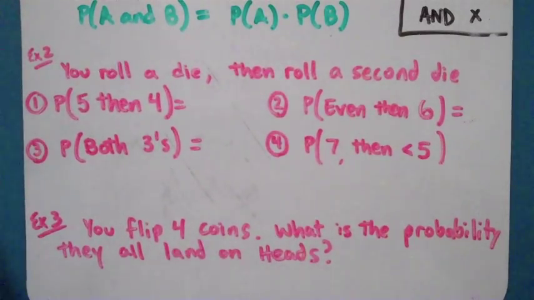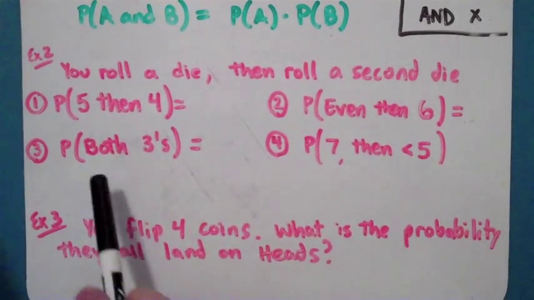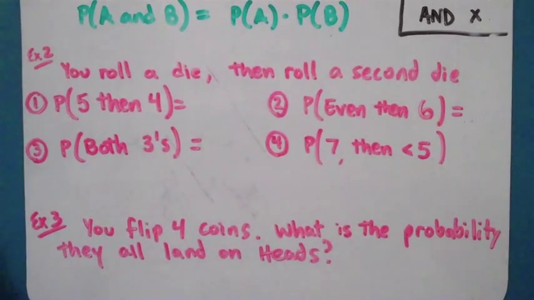So for our next example here, we want to look at the situation where you roll a die, then you roll a second die. So you're going to roll one, you're going to see what you get, and you're going to roll a second one. These events are independent because what happens on the first die has no impact on the second. So this formula that we learned just now is going to apply to this problem.